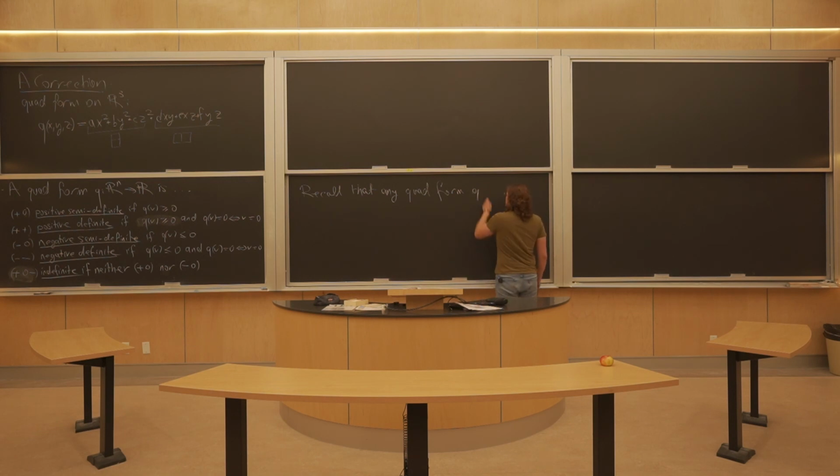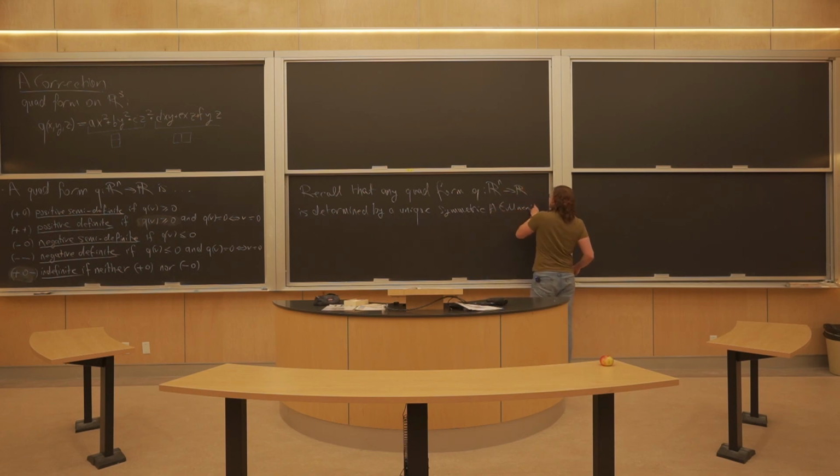Any quadratic form on Rn is determined by a unique symmetric matrix A, which is an n by n matrix. And how do you do this determination? It is merely this: Q of v is Av against v.